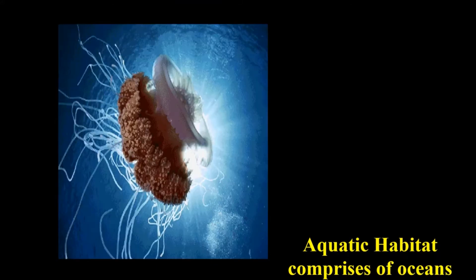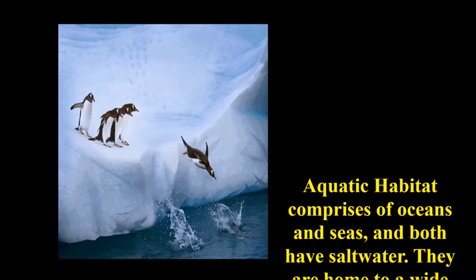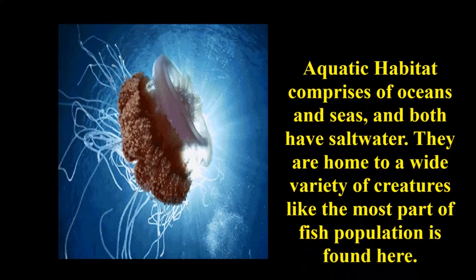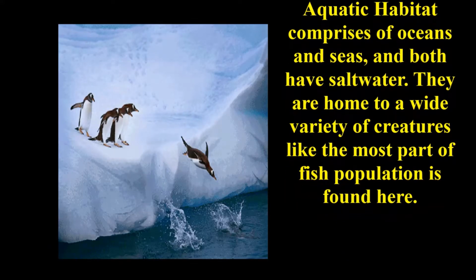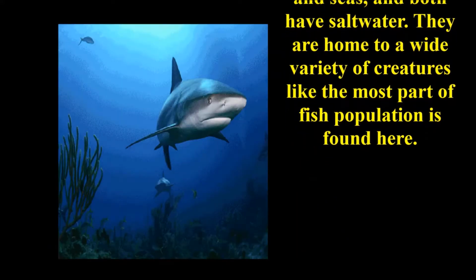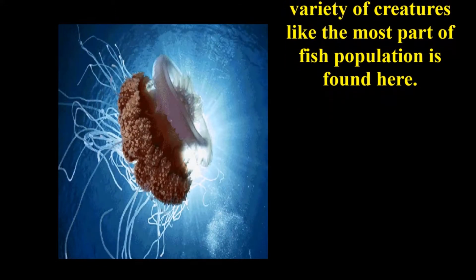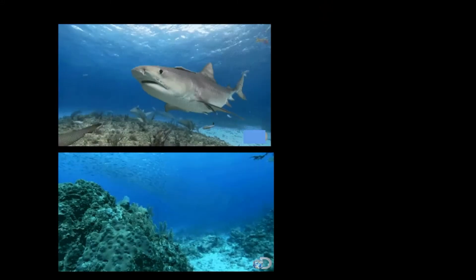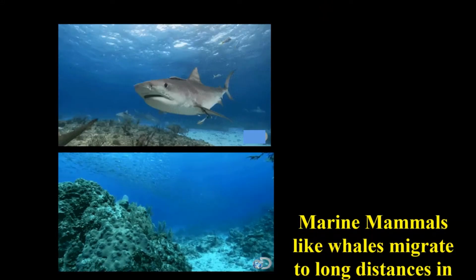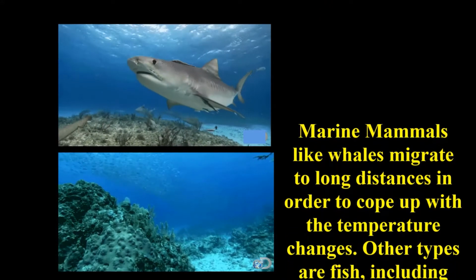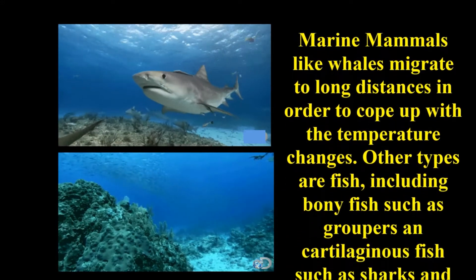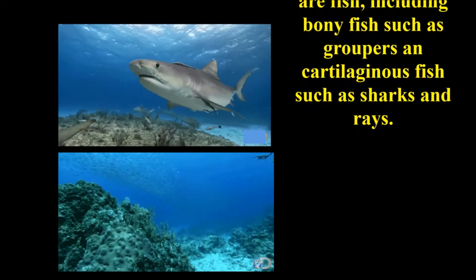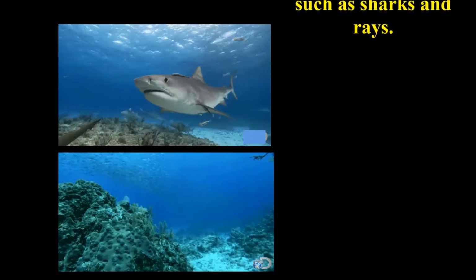Aquatic habitat comprises oceans and seas, and both these habitats consist of salt water. These habitats are the home of a wide variety of creatures; the most part of the fish population is found in this habitat. Marine mammals like whales migrate long distances in order to cope with the temperature changes. Other types of fishes like bony fish, cartilaginous fish, sharks and rays can also be found in this habitat.